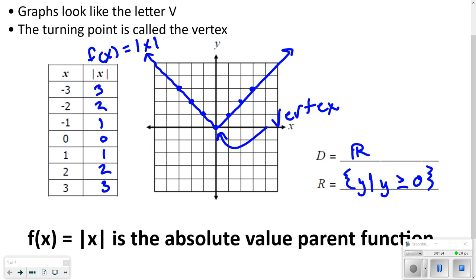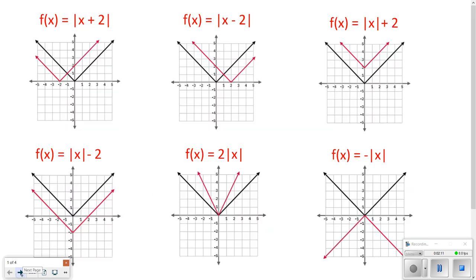Now, another important thing I have at the bottom here, okay? This function that we just looked at, f of x equals the absolute value of x, is the absolute value parent function. It's the most basic version of an absolute value function that you can possibly have. And that's important because we're going to take a look at some transformations. So here are a bunch of transformations. All of the transformations are the red graphs. All of the black graphs that you see, or the black V shapes, are the parent function.